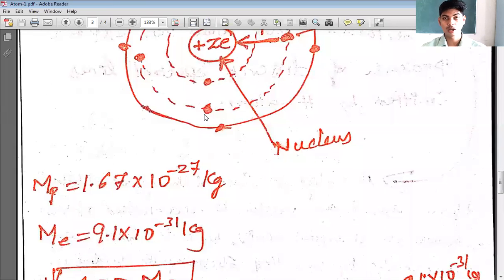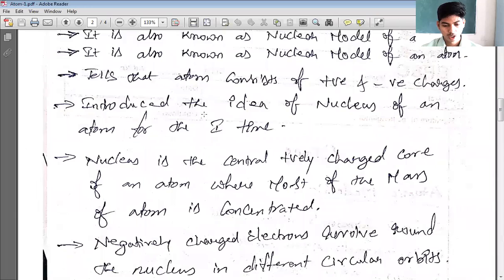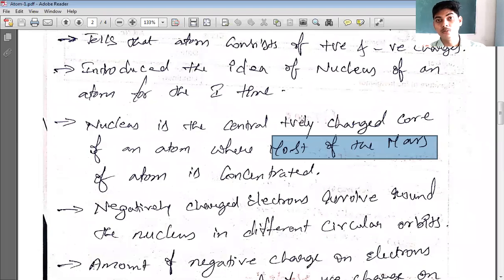Right? Earlier, I have told you, according to Rutherford, most of the mass of the atom is concentrated in the nucleus. I am just saying, most of the mass of the atom is concentrated in the nucleus. Not all the mass of the atom is concentrated in the nucleus. In the atom there are three particles: proton, neutron and electron. In the nucleus there are only protons and neutrons.